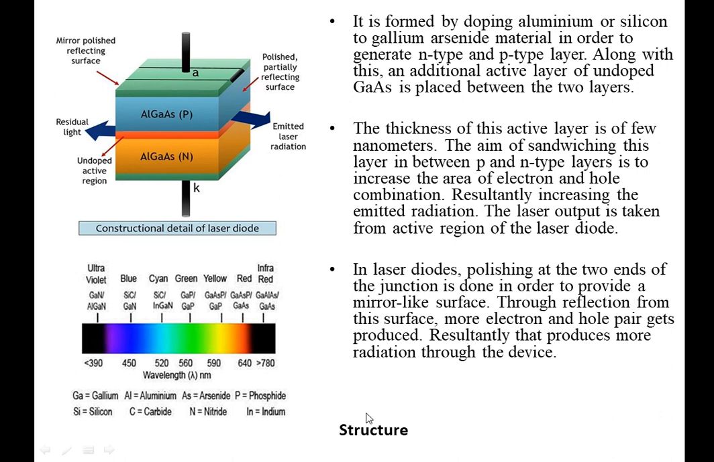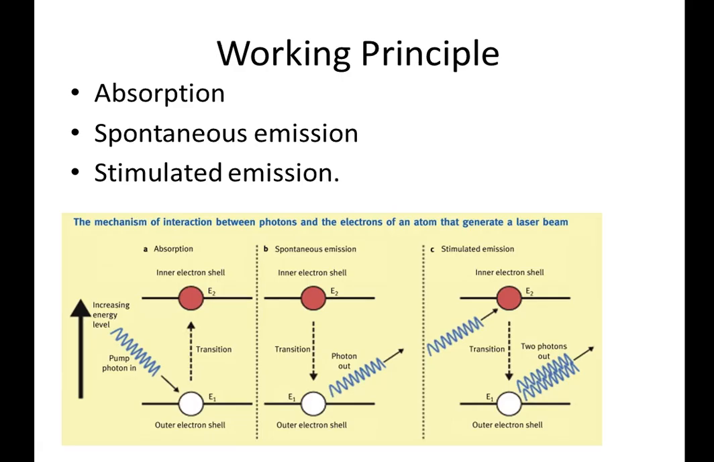So this is the basic structure of a laser. And this is the working principle of the laser, that is absorption, spontaneous emission and stimulated emission. These are the energy levels E1 and E2. When it moves from here to here, it emits some photons. Again this photon will hit the atom, again it gets stimulated and you'll get more number of photons. By these three states: absorption, spontaneous emission and stimulated emission.